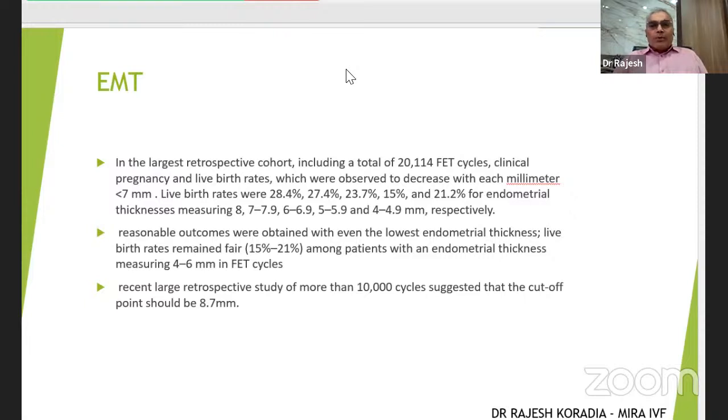Now you can observe that there was a reasonable outcome even when the lowest endometrial thickness was achieved. Live birth rate remained fair, approximately 15 to 21%, among the patients with endometrial thickness measuring 4 to 6 millimeter in the FET cycle. But a recent large retrospective study of more than 10,000 cycles suggested that the cutoff point should not be 7 or 8 millimeter, but 8.7 millimeter.